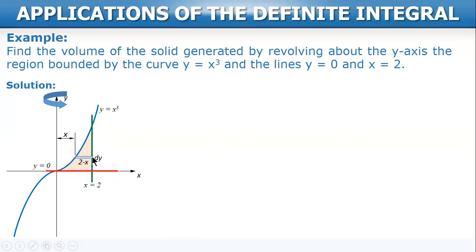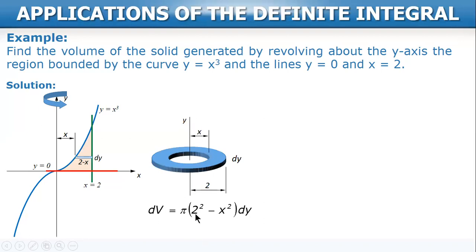So, once the strip is revolved, our outer radius, from the center up to this point, is 2. And then our inner radius is x. And then you have dy. Then our dV will be pi times outer radius squared minus inner radius squared. So to integrate, 2 squared is 4. We replace x by y.